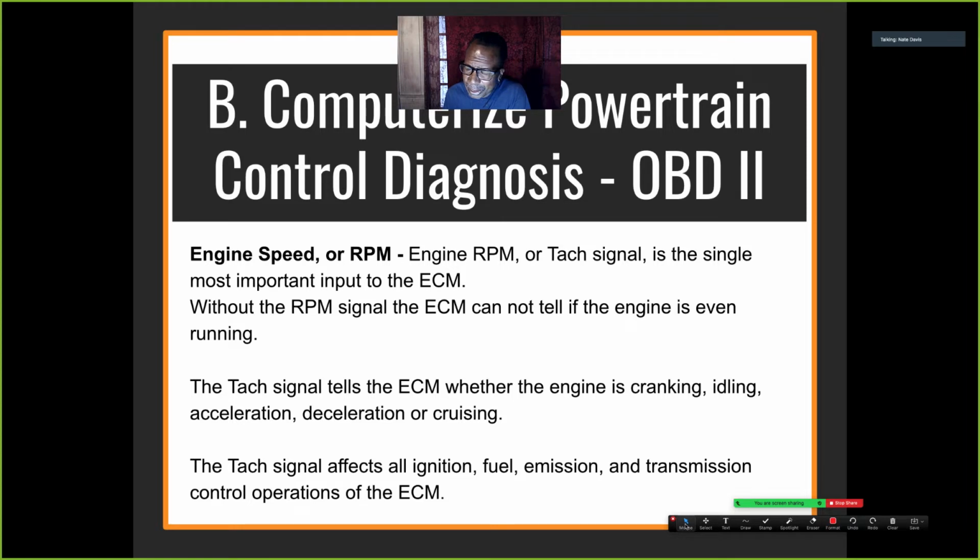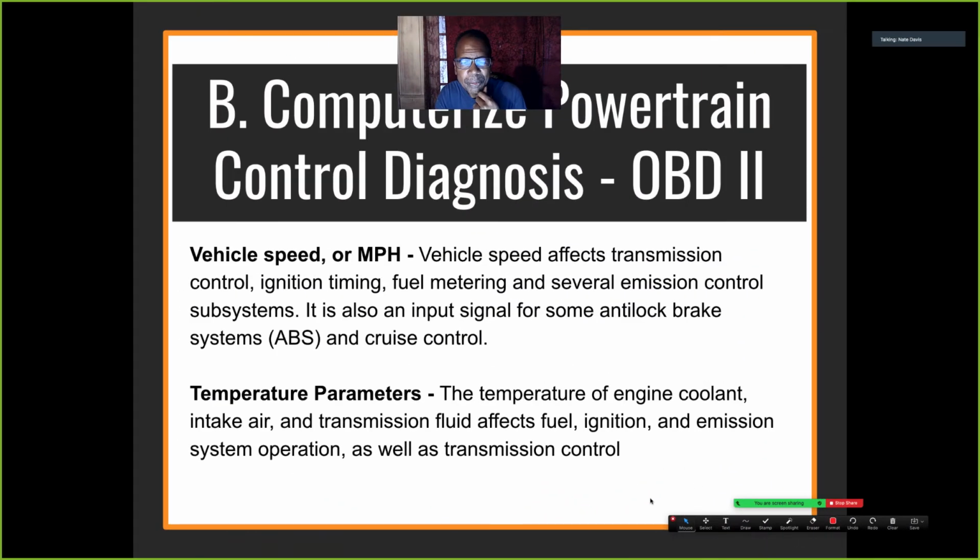That makes sense? Yeah. So how does it affect emissions? Let's say you start to have a misfire. The emissions are going to go up. Or if it's shifting incorrectly, NOx might go up. Right here it says vehicle speed in miles per hour. Vehicle speed affects transmission control, ignition timing, and fuel metering. That's a vehicle speed sensor. It's the same effect. You have a vehicle speed sensor go out, saying you're going 60 miles an hour.